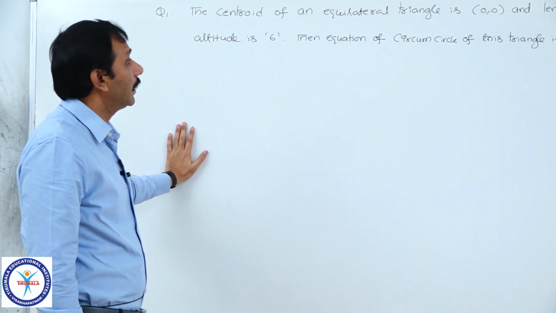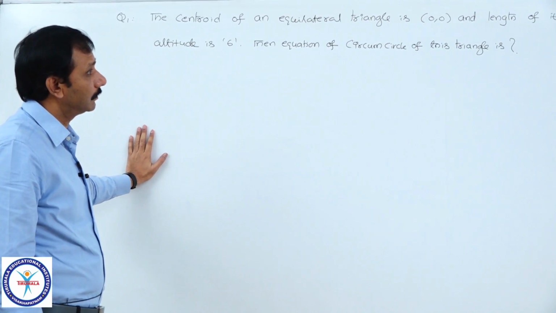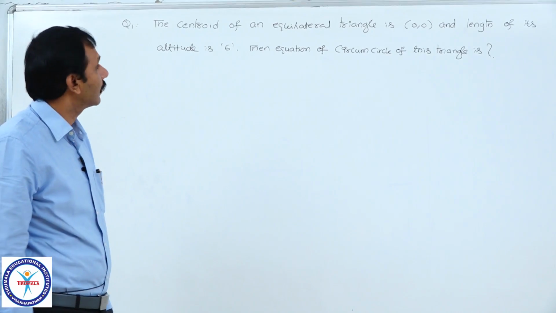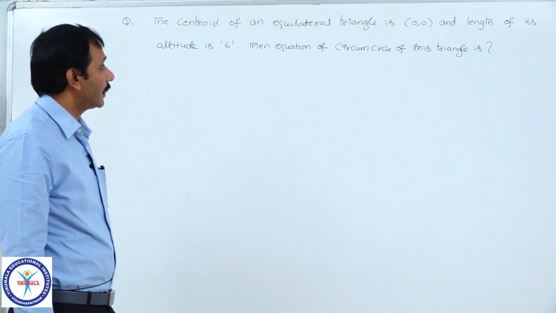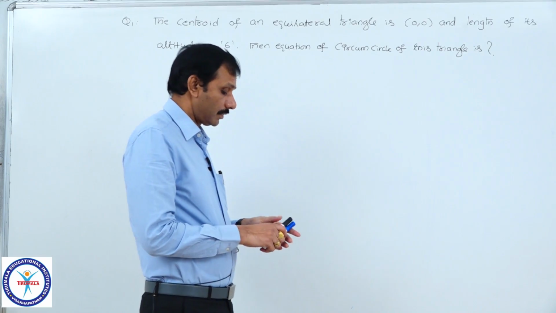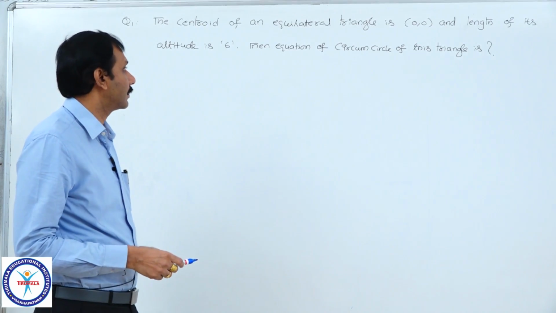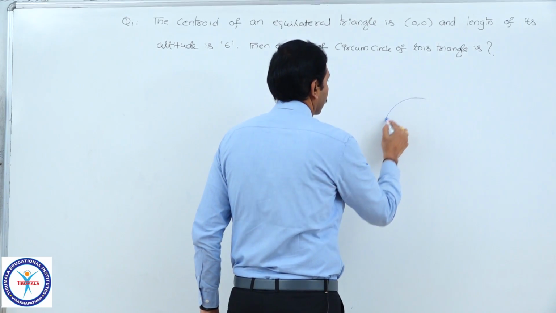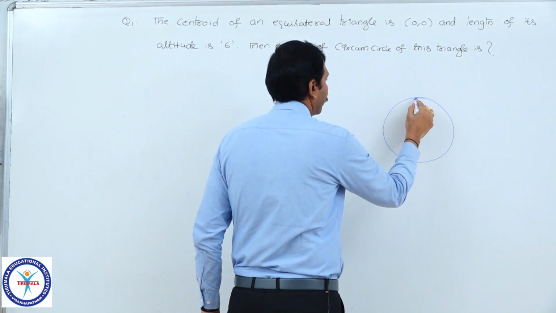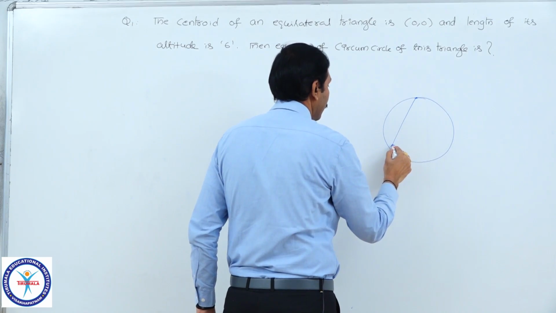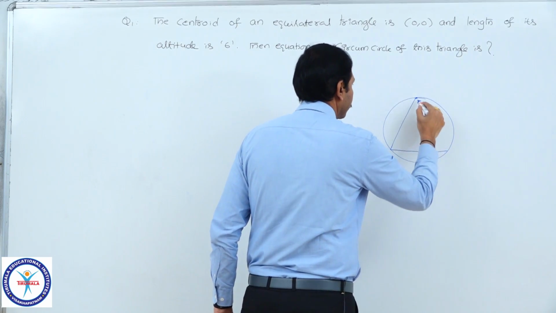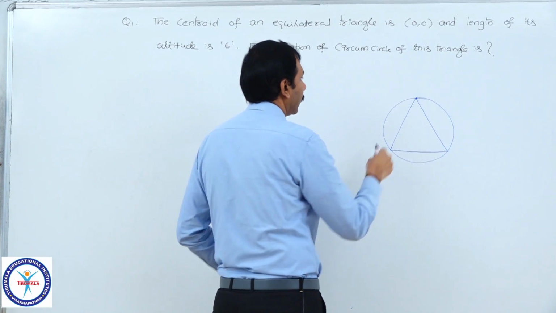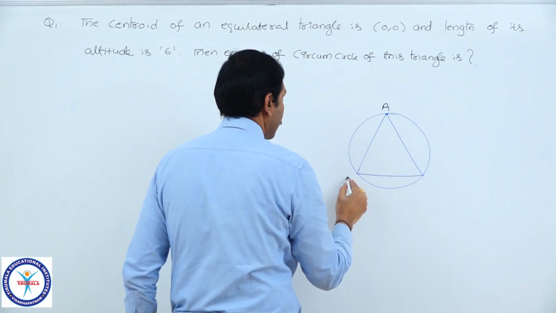The centroid of an equilateral triangle is 0, 0 and the length of its altitude is 6. Then the equation of the circumcircle of this triangle is... Observe this. I want the circumcircle of this equilateral triangle. Suppose it is an equilateral triangle. Let the vertices be ABC.